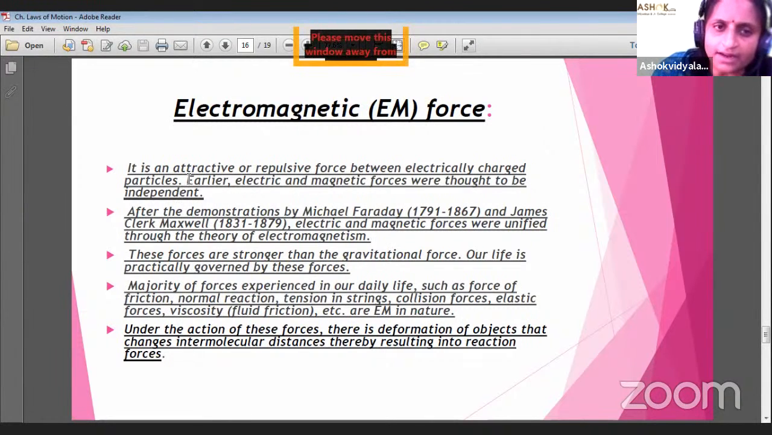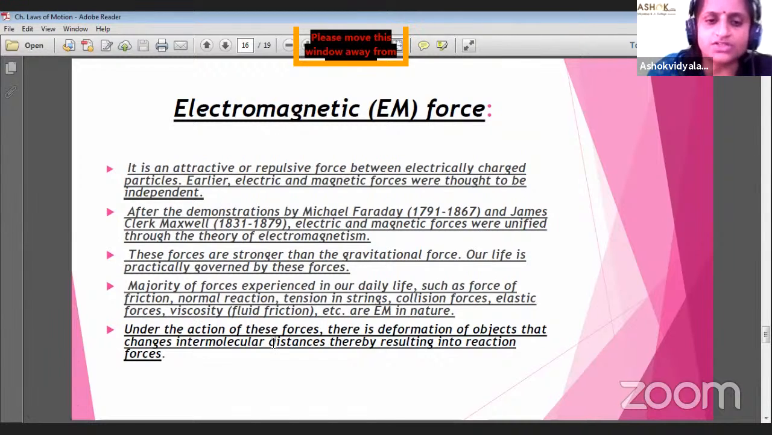This is the attractive or repulsive force; both happen in the electromagnetic force. After the demonstrations of Faraday and James Maxwell, electric and magnetic forces were unified through the theory of electromagnetism. These forces are stronger than the gravitational force. The majority of forces experienced in our daily life, such as friction, normal reaction, tension in the string, collision forces, elastic forces, and viscosity, that is fluid friction, are electromagnetic in nature.